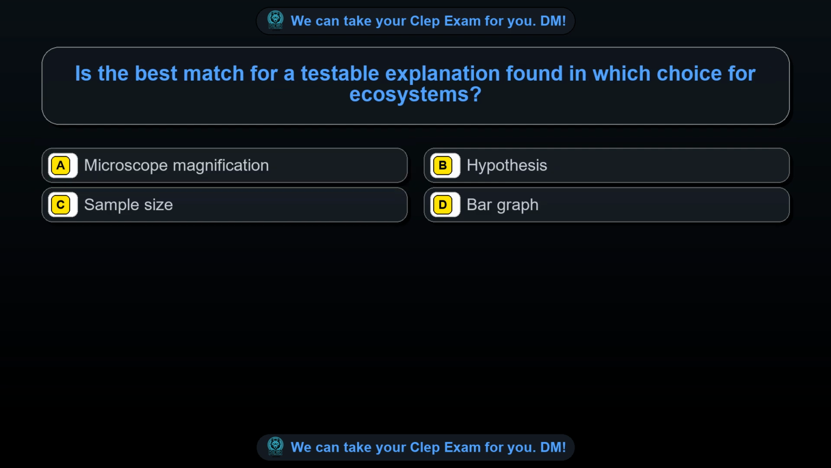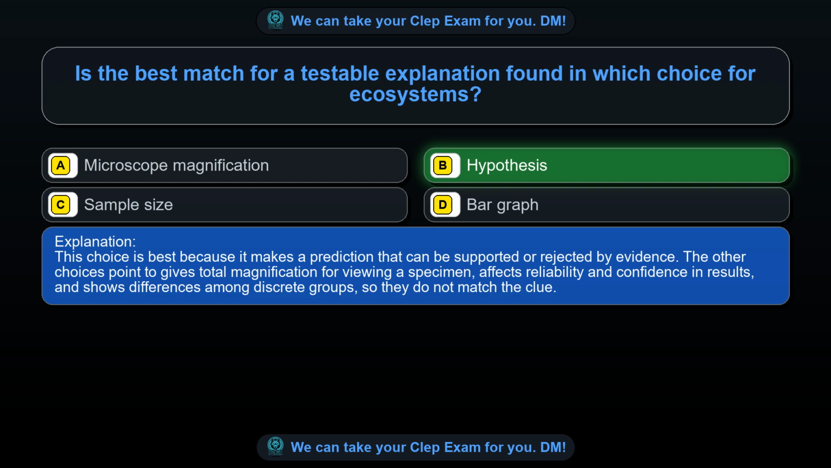Question 54. Is the best match for a testable explanation found in which choice for ecosystems? Option A, microscope magnification. Option B, hypothesis. Option C, sample size. Option D, bar graph. The correct answer is option B, hypothesis.